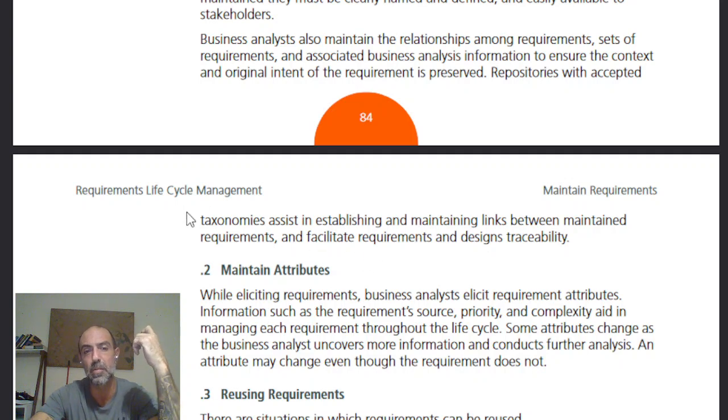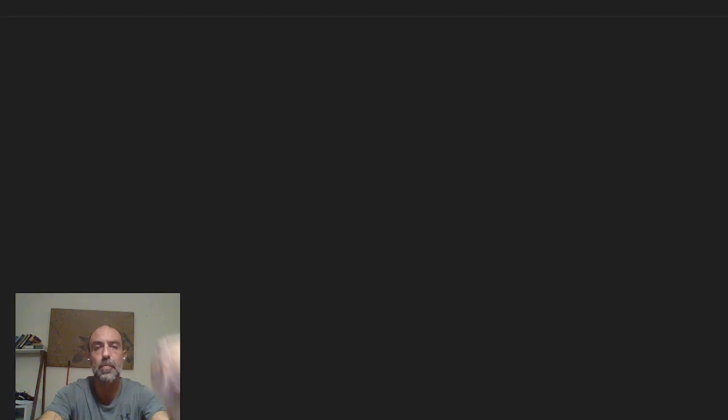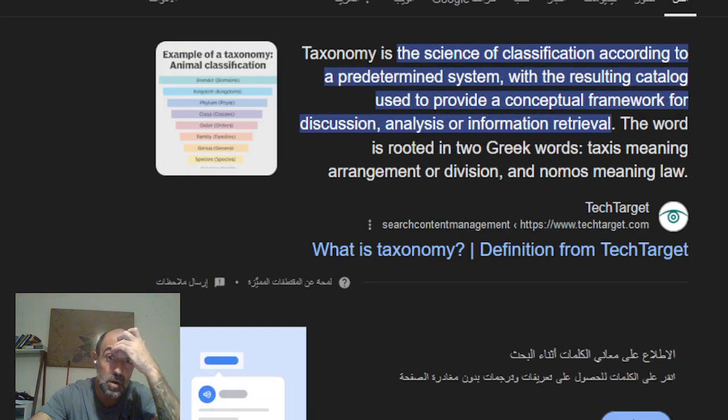What is taxonomies here? Let's Google it. Taxonomies meaning. All right, so taxonomy is the science of classification according to a predetermined system, with the resulting catalog used to provide a conceptual framework for discussion, analysis, or information retrieval.